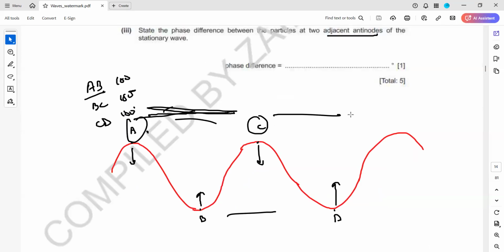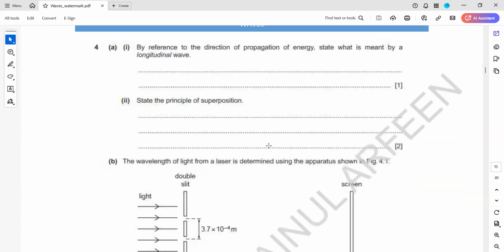There is no phase difference between A and C. A and C are in phase, or we can say 0 degrees. Or you can also say in phase. And A, B are anti-phase or 180 out of phase. The terms in phase and anti-phase are used.